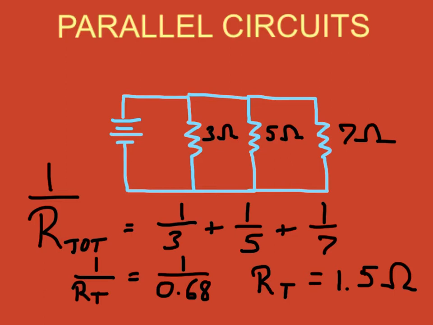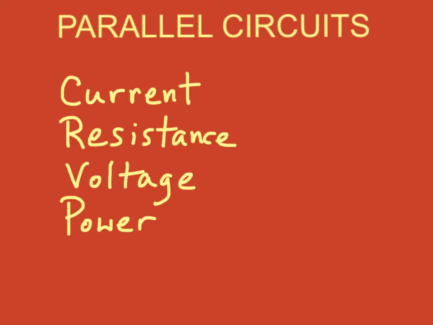Remember that resistance diminishes in a parallel circuit, meaning the final total resistance, in this case 1.5 ohms, is less than each of the individual resistors. It's less than 3, it's less than 5, it's less than 7. The rules are different in parallel circuits. Resistance now diminishes because we're taking the reciprocal of the sum of the reciprocals.